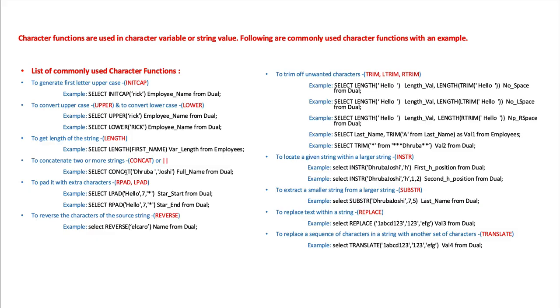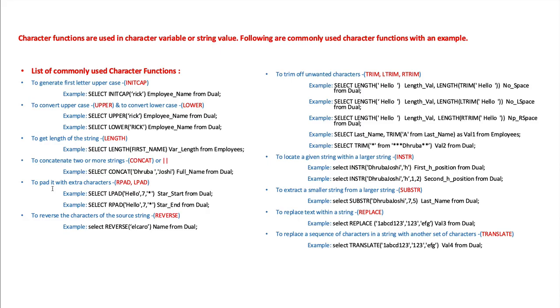An example is given here. Suppose my first name is Dhruba and last name is Joshi. I am going to concatenate the two names, first name and last name, and give the name as full name. Then when we use the CONCAT function, it will join Dhruba and Joshi and give the full name, Dhruba Joshi.